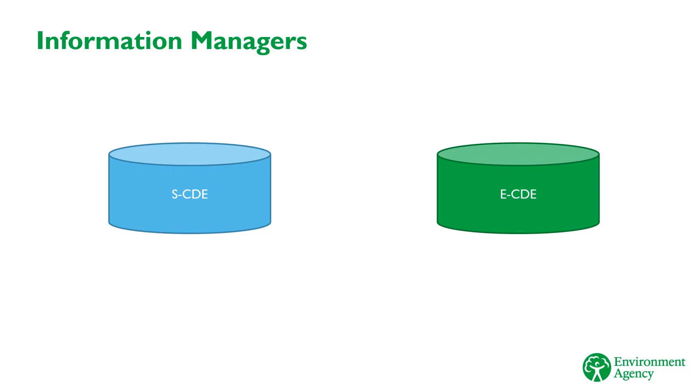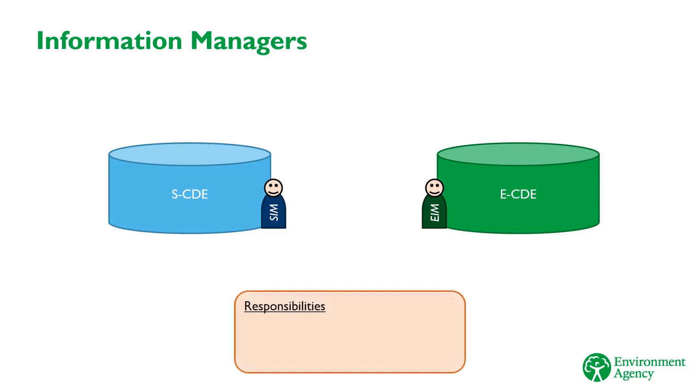The process of transferring data and information between the CDEs is managed by the information managers. We have one from the employer, the Employer Information Manager, and one from the supplier, the Supplier Information Manager. The Employer Information Manager is responsible for the E-CDE, and the Supplier Information Manager for the S-CDE. These people are responsible for making sure that things are transferred between the CDEs and stored in their respective CDE with the correct metadata as profiled in the Information Delivery Plan. They are also responsible for making sure that the information in the CDEs is distributed to the appropriate project staff.